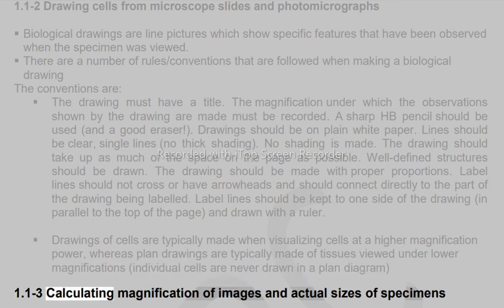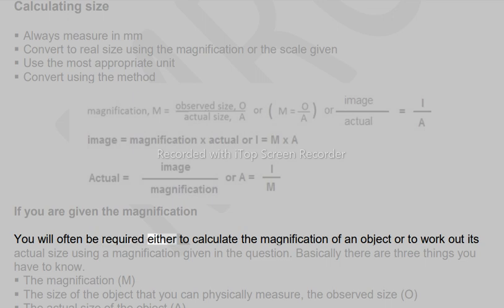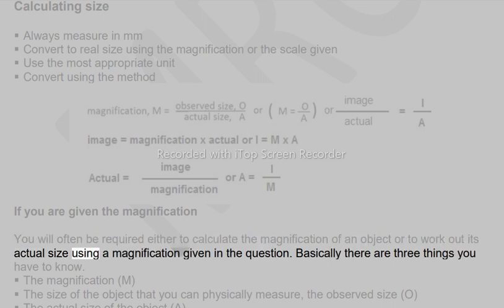1.1.3 Calculating magnification of images and actual sizes of specimens. Calculating size: always measure in mm, convert to real size using the magnification or the scale given. Use the most appropriate unit, convert using the method. If you are given the magnification, you will often be required either to calculate the magnification of an object or to work out its actual size using a magnification given in the question.